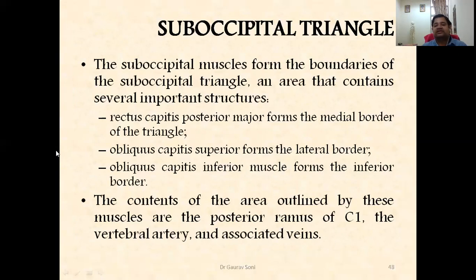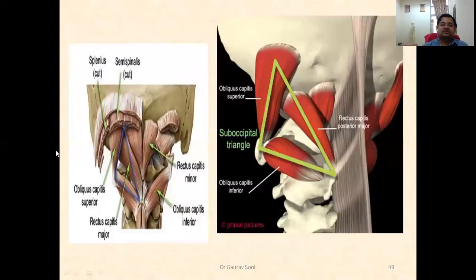The contents of the area outlined by these muscles are the posterior ramus of C1, the most important vertebral artery, because it is going to supply the brain from the posterior side, and associated veins. So in this triangle you can see the boundaries here, and the contents we have already told. The main content is the vertebral artery.